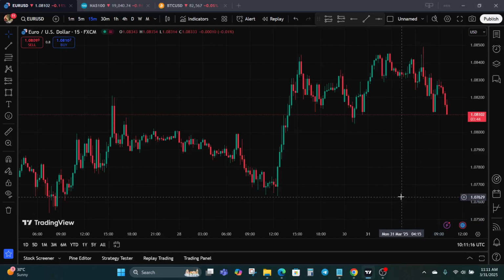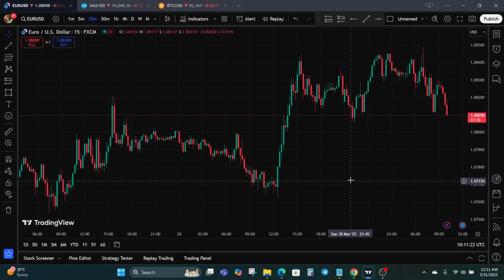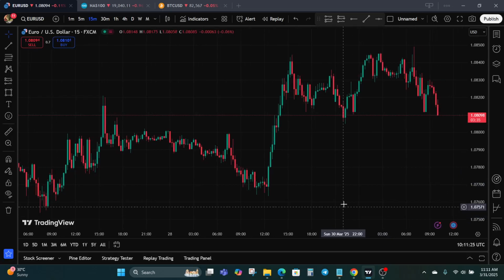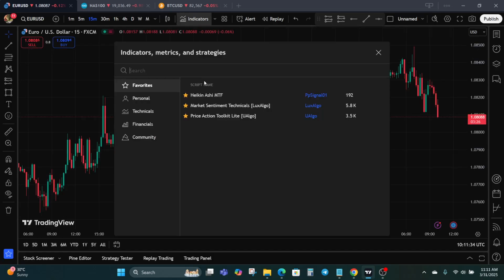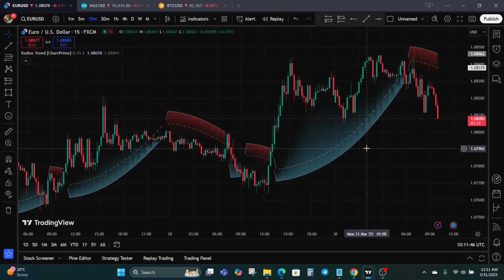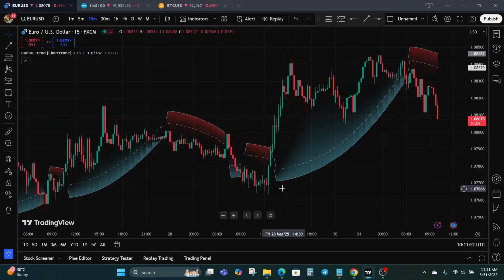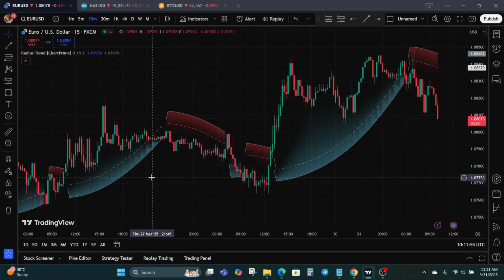Is there a trend indicator better than super trend? Traders are starting to replace it with the radius trend indicator, and in this particular video we'll break down exactly why. Now let's start by adding the radius trend indicator to the chart. Okay, this is how the indicator looks. It's actually a trend following tool that provides clear buy and sell signals while filtering out market noise.